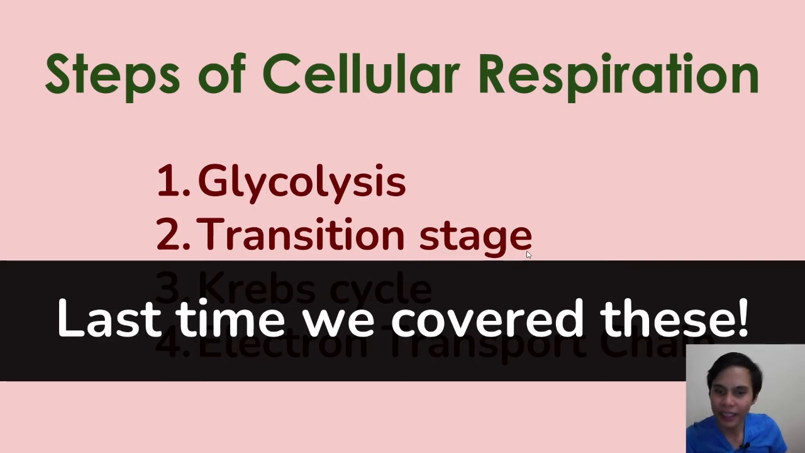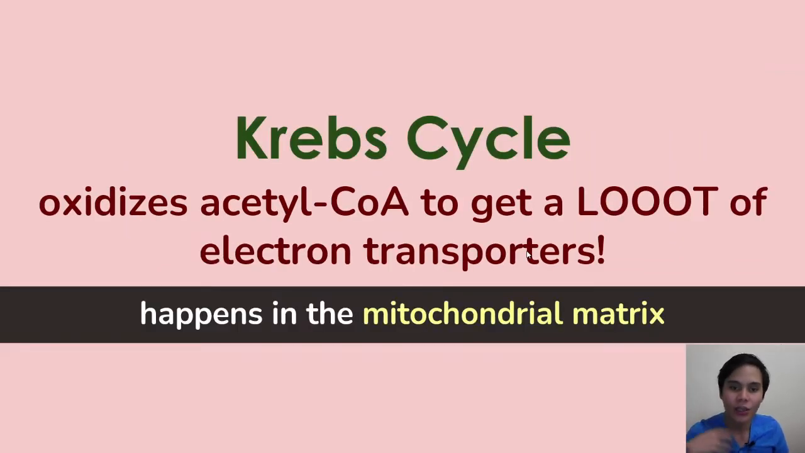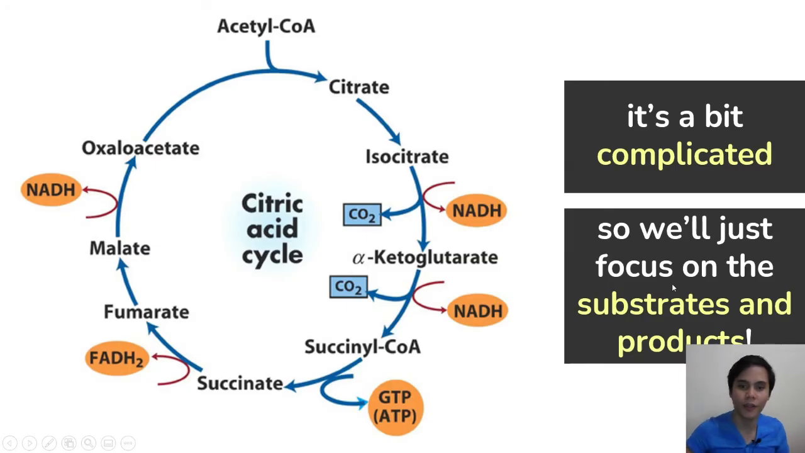So, no breaks here. Next, after the transition stage, we have the Krebs cycle, step number 3. In the Krebs cycle, we oxidize acetyl-CoA to get a lot of electron transporters. And this also happens in the mitochondrial matrix, the fluid of the mitochondrion. So it's a bit complicated. This is the simplest thing we can find where it's focusing on the substrates and the products.